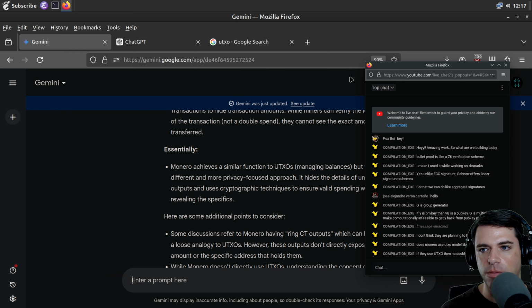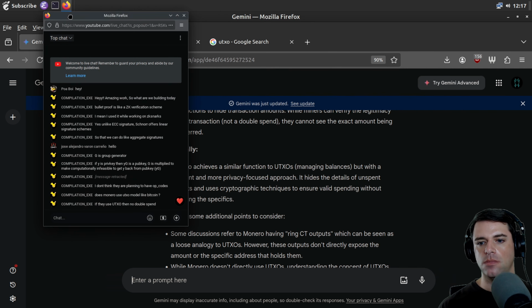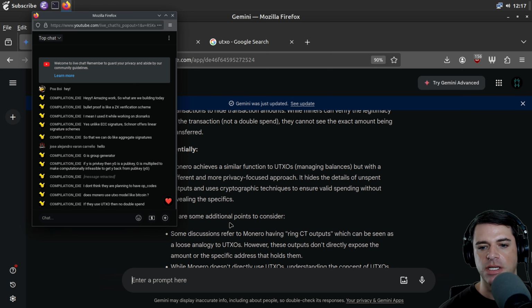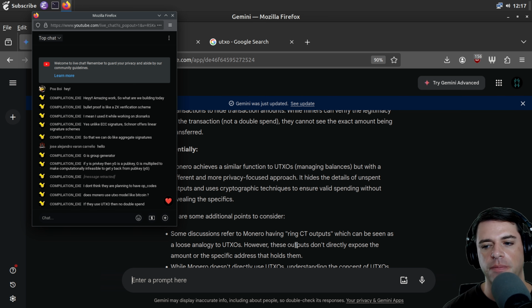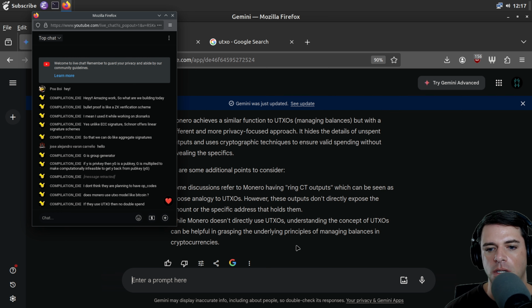We have RingCT outputs, which can be seen as a loose analogy to UTXOs. However, these outputs don't directly expose the amount or the specific address that holds them, while Monero doesn't directly use.